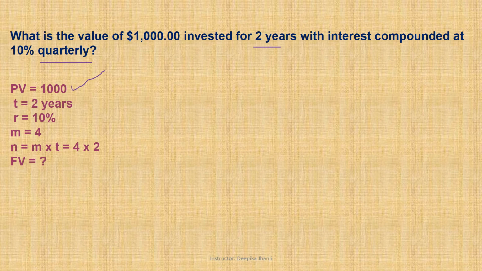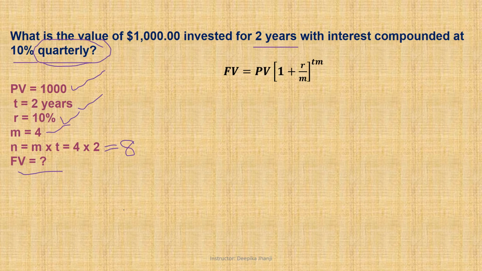Time is 2 years. So we'll write down that information here. Then R is 10% per year. M is 4 because of this golden word quarterly. So M is 4. Now N is M times T, right? So that is 8. Now what do we want to calculate? We want to calculate the value of 1000 after a certain period. So that means FV is the question mark, right? So let's calculate FV using the compound interest formula. So that is our formula. Let's plug in all the values.